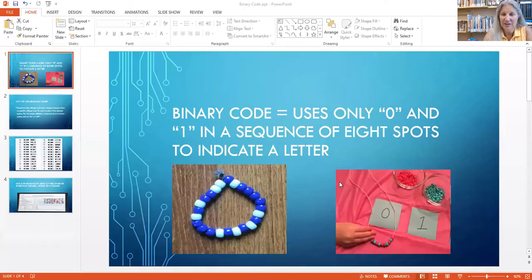So most computers are going to use binary codes. Right? And a binary code, bi meaning 2, uses only a 0 and a 1 in a sequence of 8 spots to indicate a letter. And I'm going to show you what that means. But binary, remember, bi means 2, so it's going to use 0s and 1s. I'm going to explain why it's only 0s and 1s.